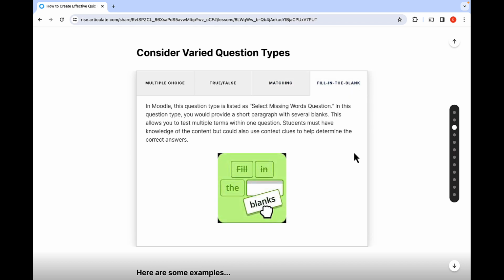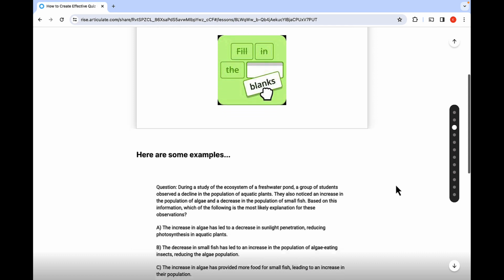Lastly, we have fill in the blank. In Moodle, this question type is listed as Select Missing Words question. In this question type, you would provide a short paragraph with several blanks. This allows you to test multiple terms within one question. Students must have the knowledge of the content, but they could also use the context clues to help them determine the correct answers. Now let's take a look at some examples using these different types of questions.